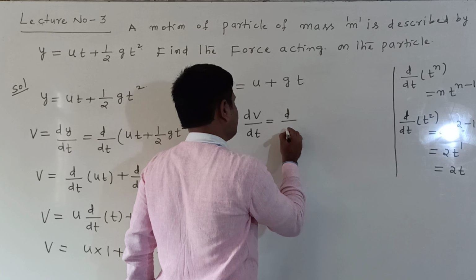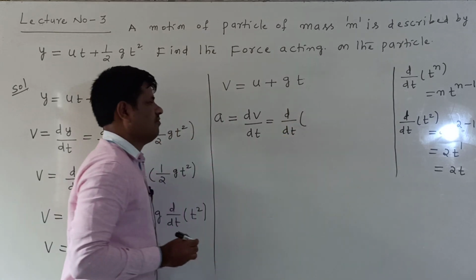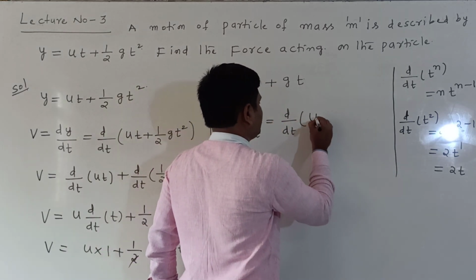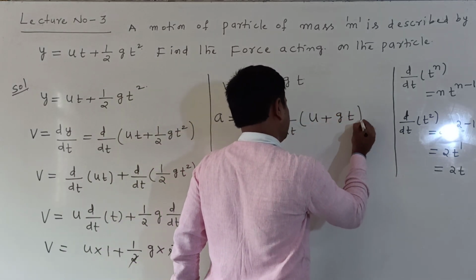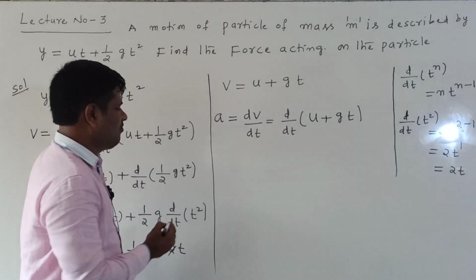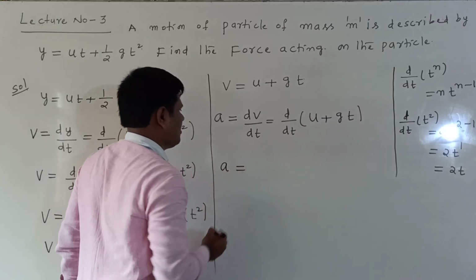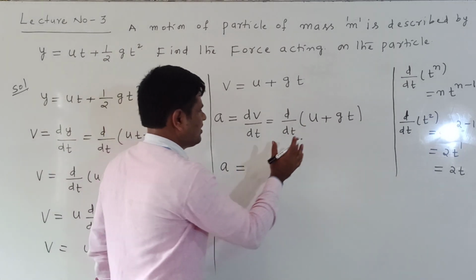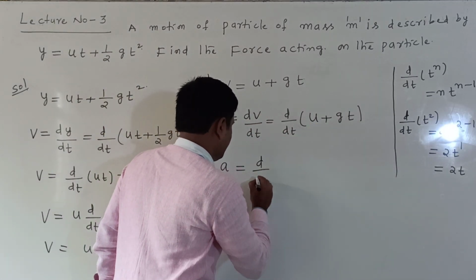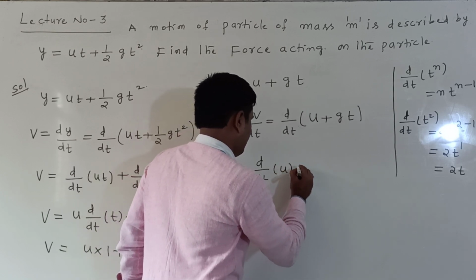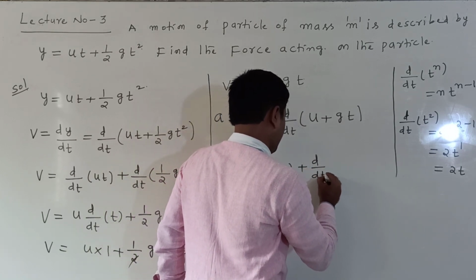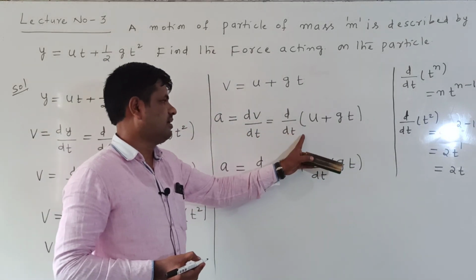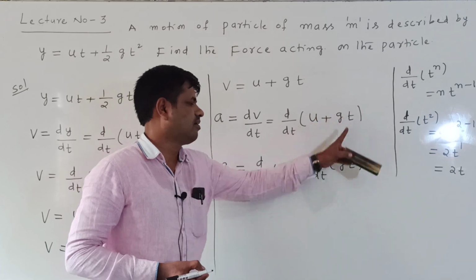dv by dt means d by dt of velocity. That velocity we already know is u plus gt. Now we find the acceleration. Acceleration a is equal to d by dt of (u plus gt). Separating this, we get d by dt of u plus d by dt of gt.